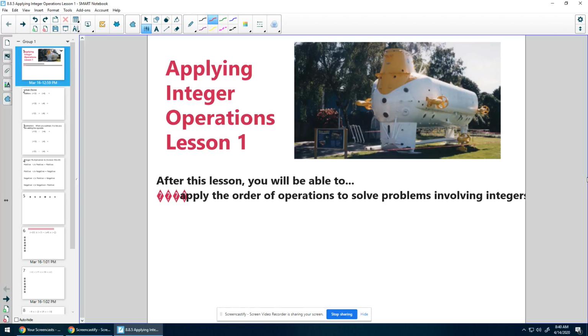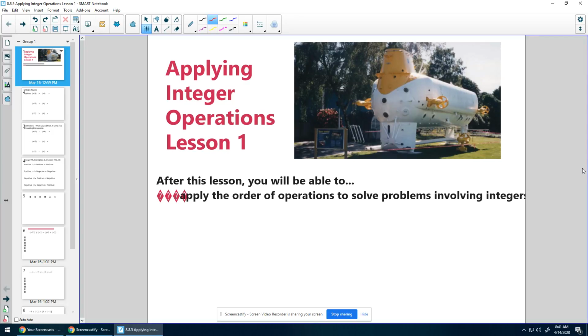Today we are going to continue on with Chapter 8, specifically 8.5, Applying Integer Operations. This will be a two-part lesson. So today you'll have this video, Lesson 1, and then on Thursday I will post Lesson 2, which will involve more of the problem-solving type questions.